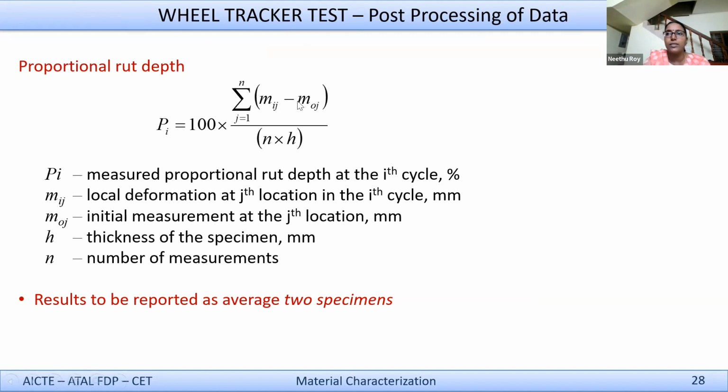You see what the initial rut depth is at one point, and then what the current depth is at a particular load iteration. The difference gives you the depth, which is divided by the thickness of the specimen. Normally it's a 50 mm thickness, so this gives you a strain-like value. You measure it at some 24 or 25 different points and average it out, so that you get the proportional rut depth at one load cycle, and you can find it at every load cycle.